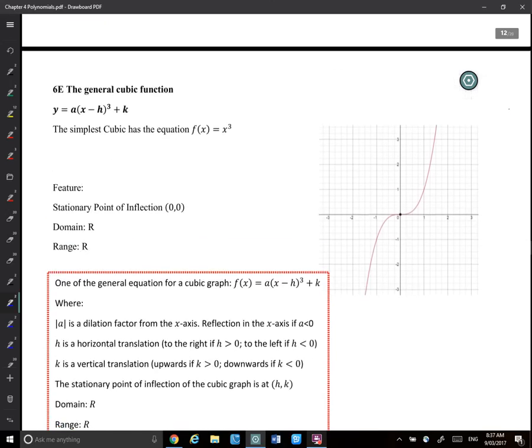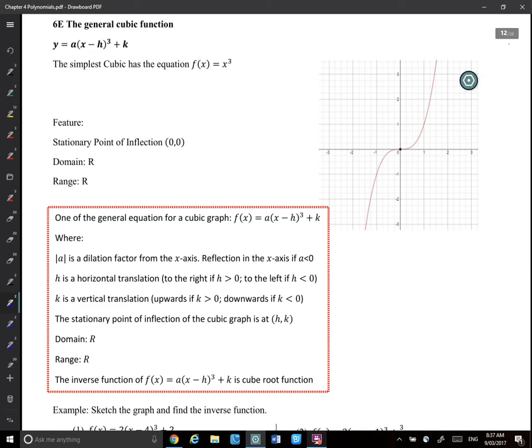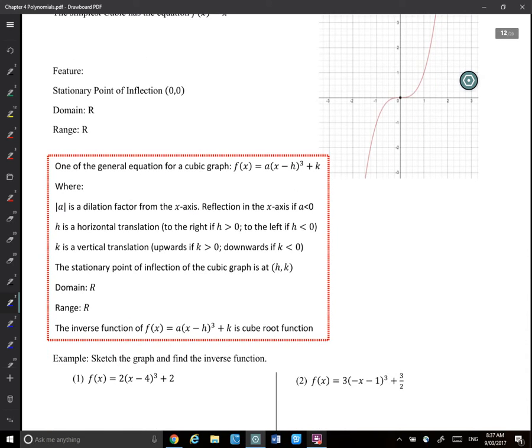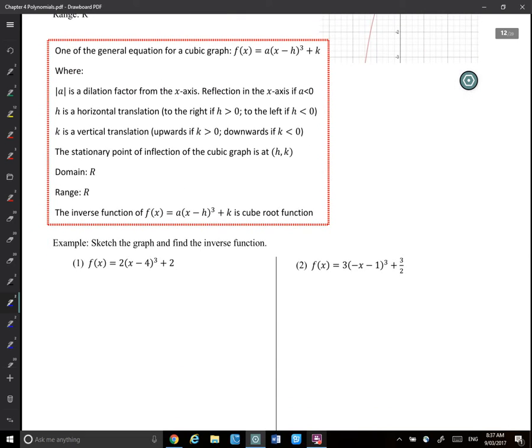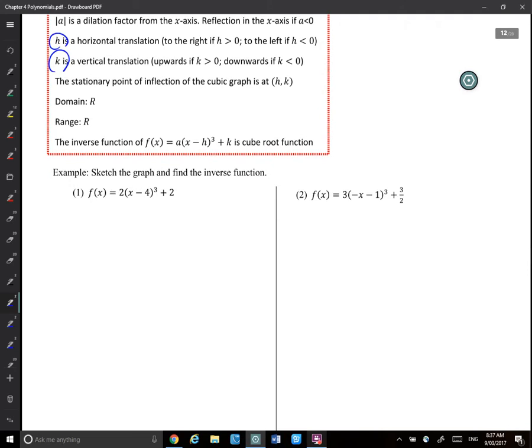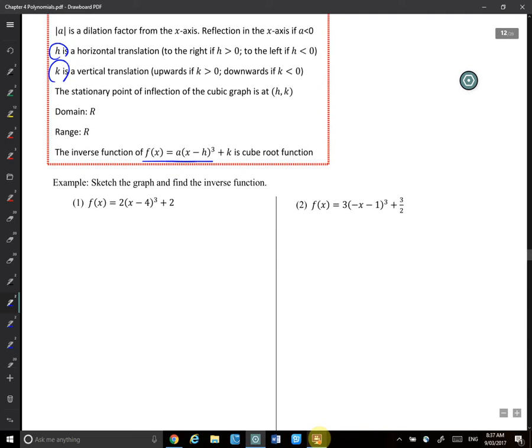For the point of inflection form, we have a point of inflection, domain R, range R. For the general equation, we look at the h value and k value. That's the movement of the point of inflection, moving to the right and moving up. You should remember that the inverse function for a cubic is a cube root function. For quadratic, the inverse function is a square root; for cubic, the inverse function is a cube root.